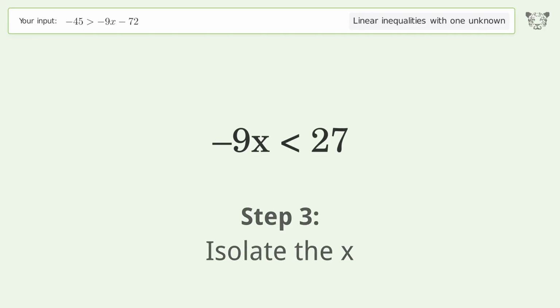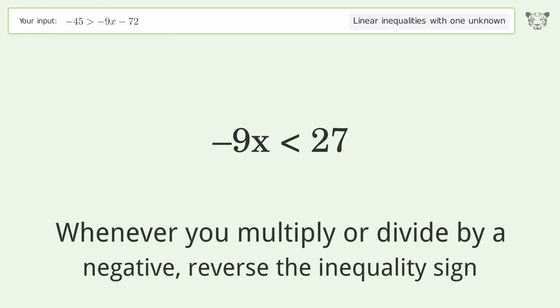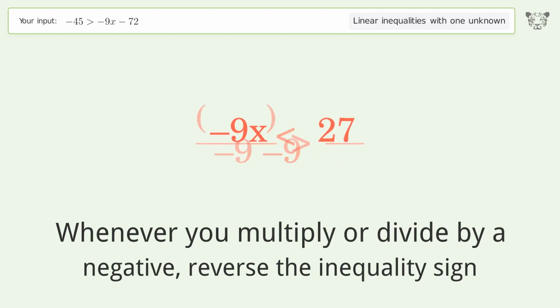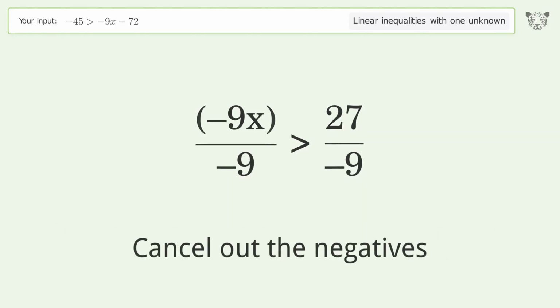Isolate the x. Divide both sides by -9. Whenever you multiply or divide by a negative, reverse the inequality sign. Cancel out the negatives.